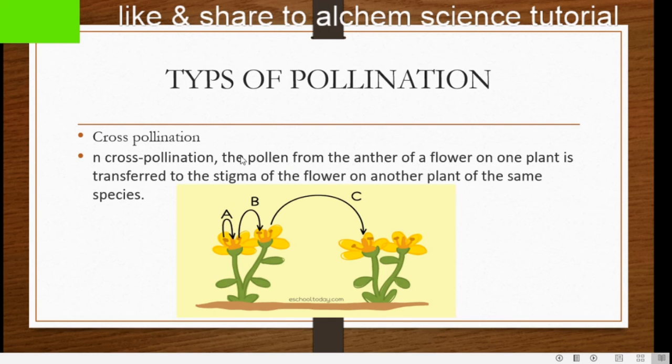You can see here, this is A and this is B. Transfer of pollen grain from flower A to flower B takes place. So that's why two different flowers are there. Such a type of pollination is known as cross-pollination.